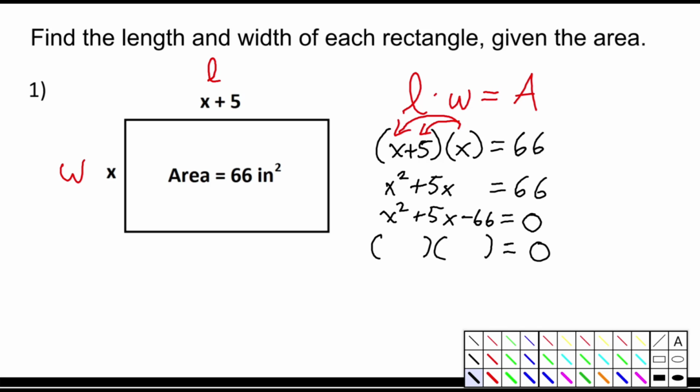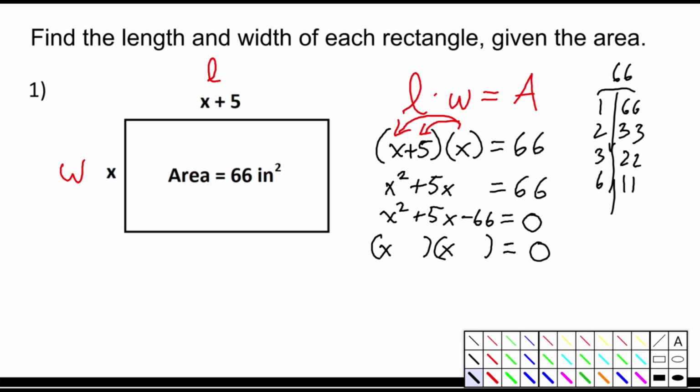Let me see. Let's figure out what we have. x times x. And we know here that 66, what are the factors of 66? Let me see. I have 1 times 66. I have 2 times 33. Another one would be 3 times 22. Does 4 work? No. 5, 6. 6 works. 6 and 11. Beautiful. All right, so let's check this problem.